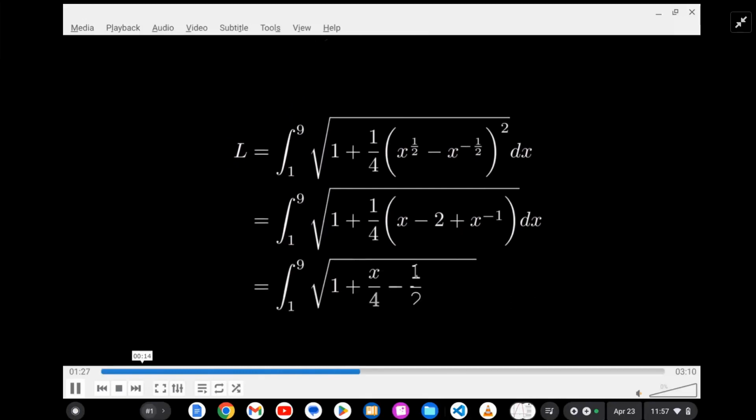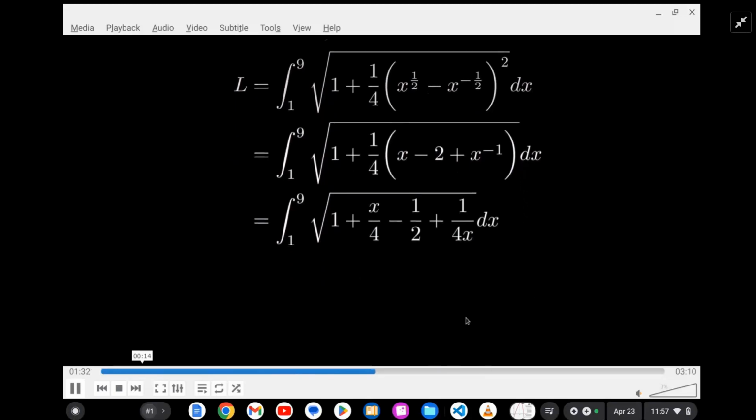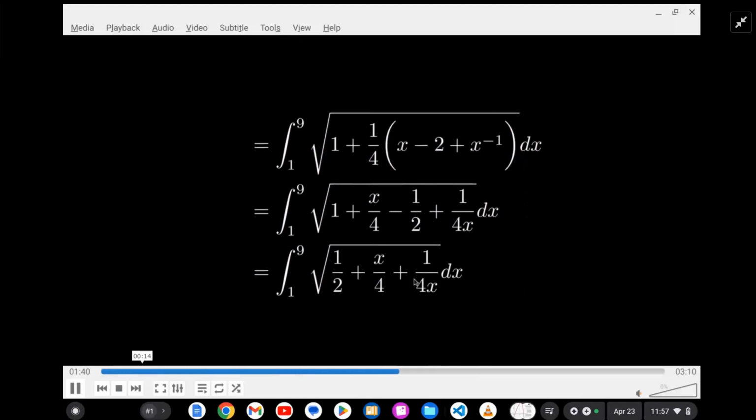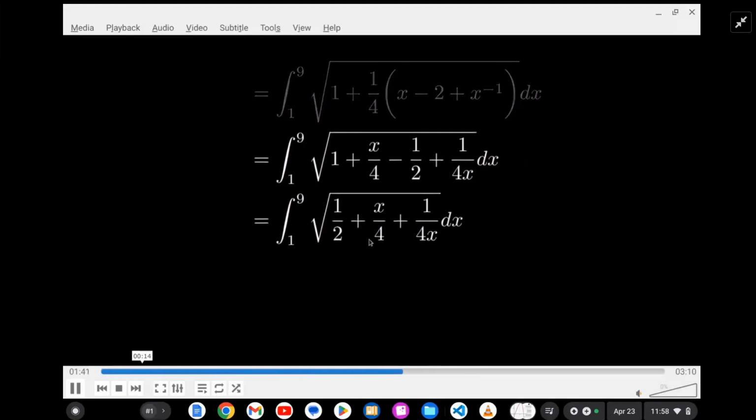All right, now I put the 1/4 back in, multiplied that through. This is all just simplifying again. Work it out on paper, check my work. 1 minus 1/2 is 1/2. Okay, so we've got these 3 pieces, and I'm going to put them all over one denominator.